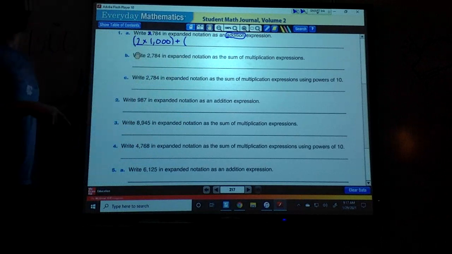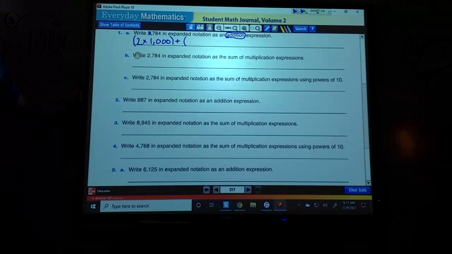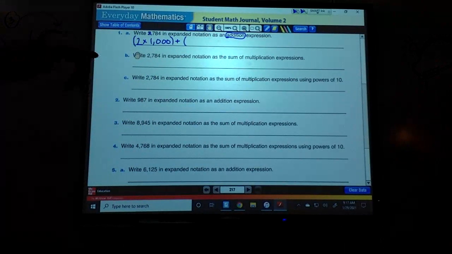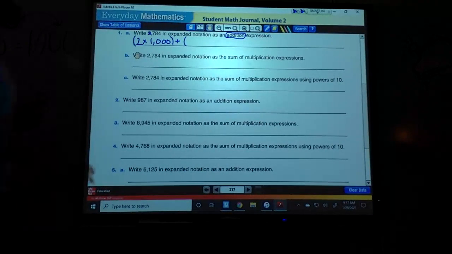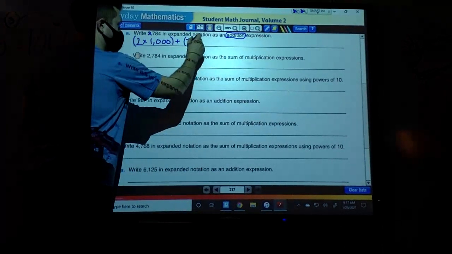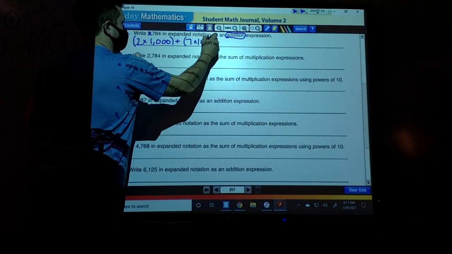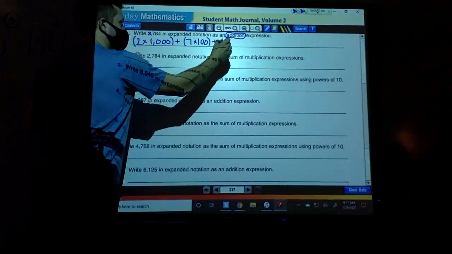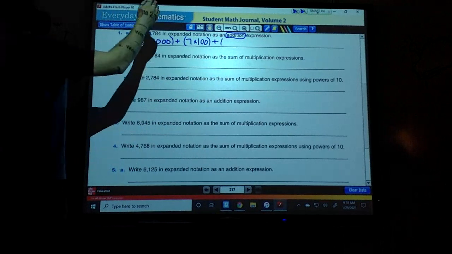Add. What's our next place value? 7. That's not the place value. That's the number in the place. 700. In the hundreds. So that is 7 times 100. Plus, what's our next value?